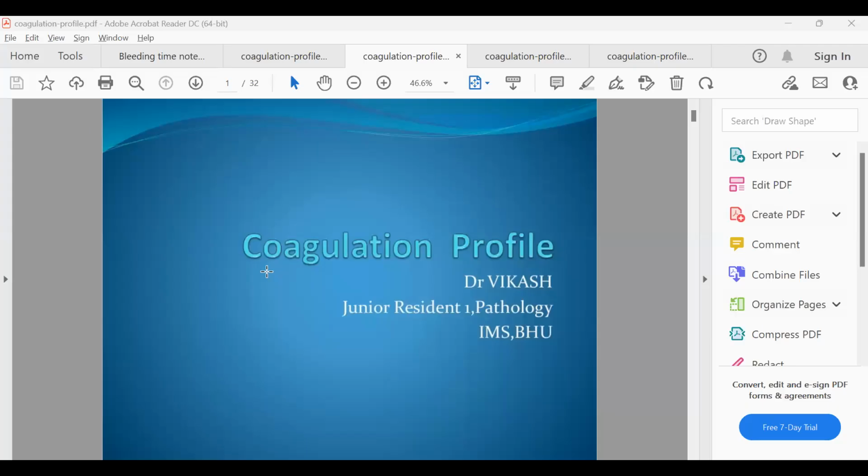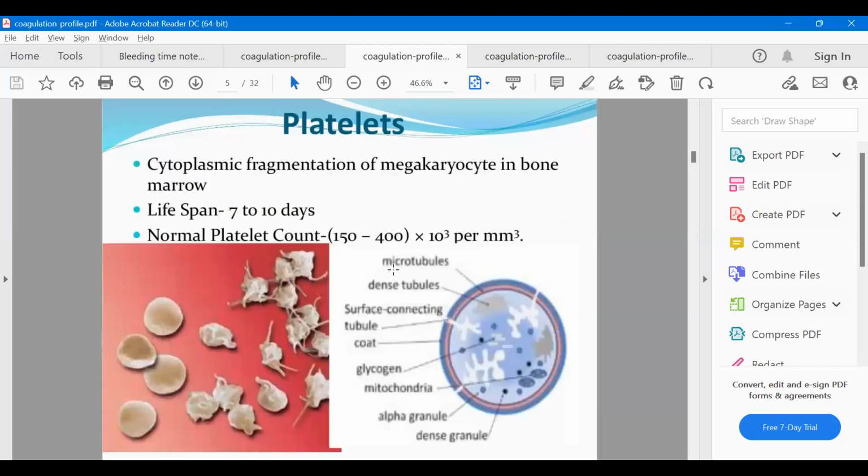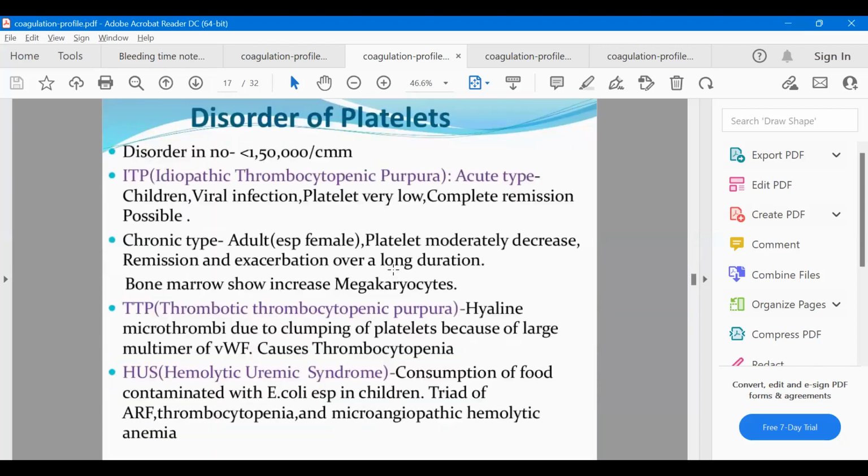Yeah, so this is the coagulation pathways. I took some material from the internet. So first we need to know what hemostasis is.